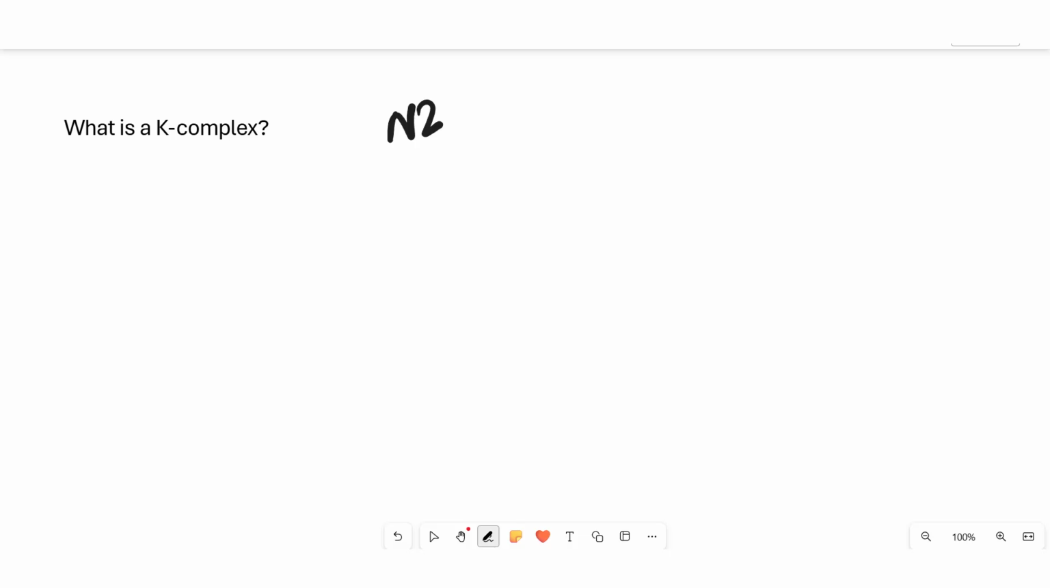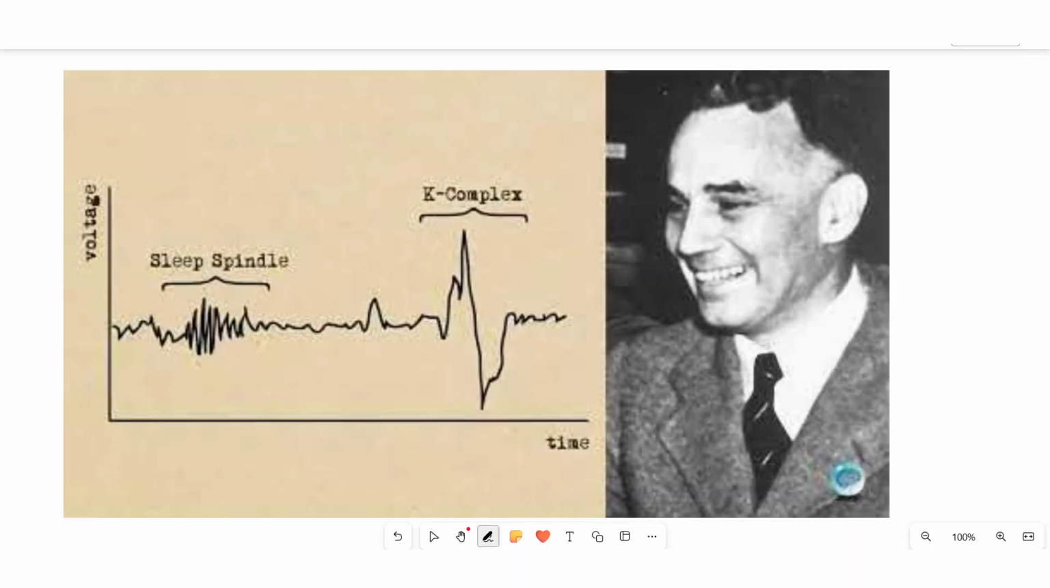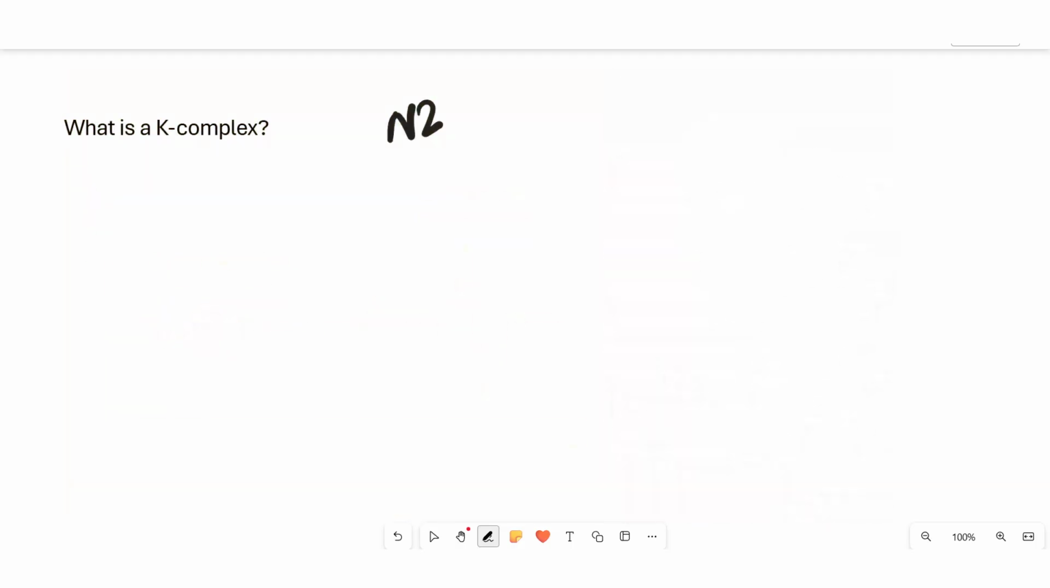As I mentioned in the introduction of this course, the K-complex was first described by Loomis, and he called it a positive, negative, positive wave. So this spatial shape is one of the main features that makes the K-complex different from other sleep waves. It was also known from the very beginning that the amplitude of the K-complex is largest on frontal cortex.